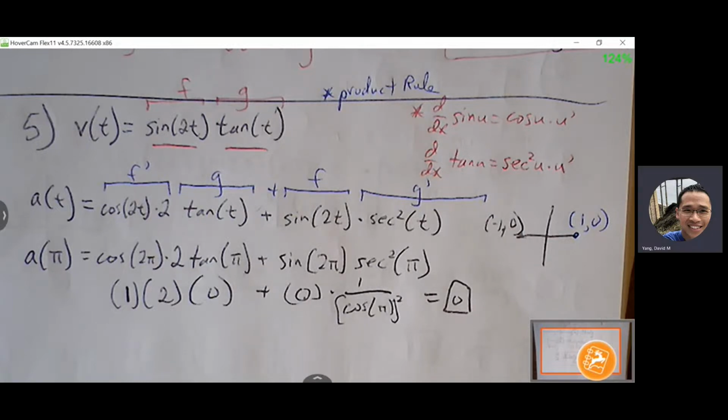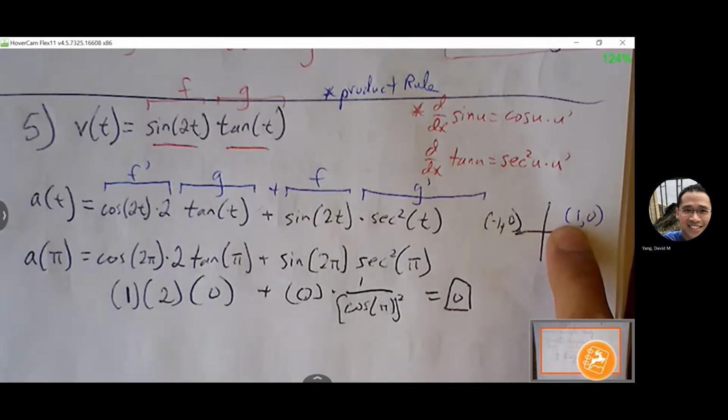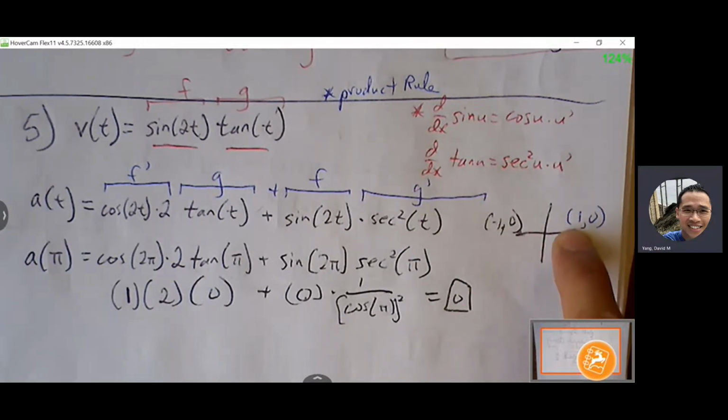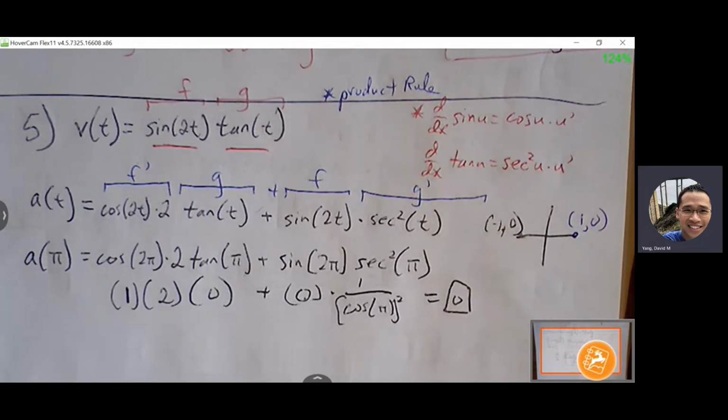Yeah, it's good for you guys to review your unit circle values. Isn't the cosine of 2 pi 0? Cosine of 2 pi is actually going to be 1. It's the x value, right?